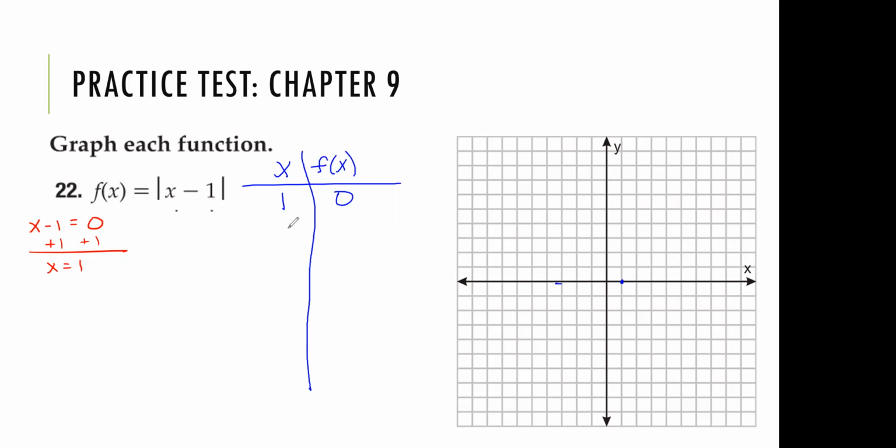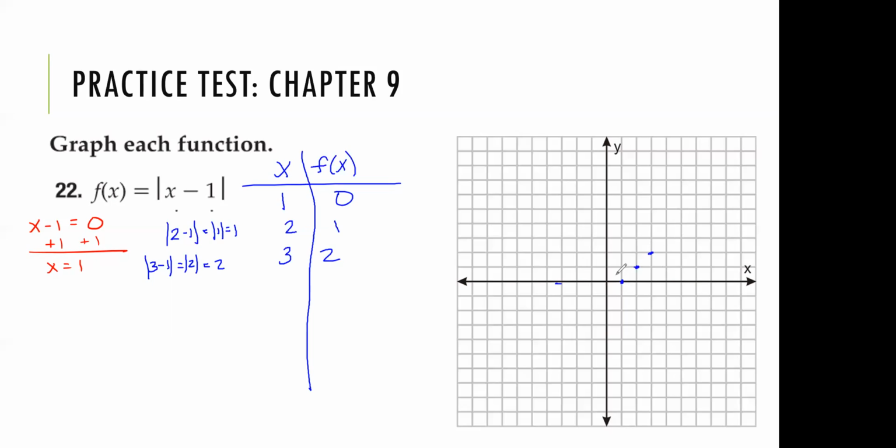So I'm going to plug in a 2. So I take 2 minus 1. Okay, 2 minus 1 is equal to 1, and the absolute value of 1 is 1. So when x is 2, y is 1. Okay, I can plug in a 3. So 3 minus 1 is equal to 2. The absolute value of 2 is 2. So when x is 3, y, or f of x, is 2.